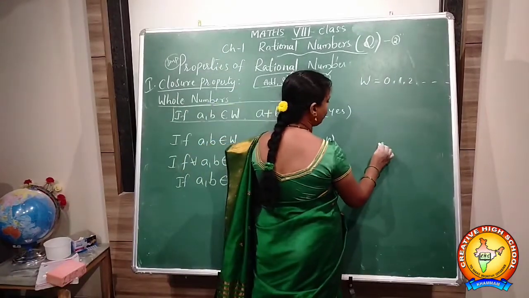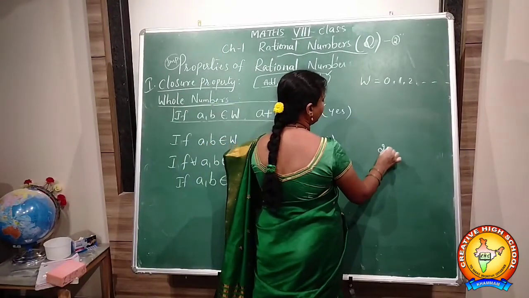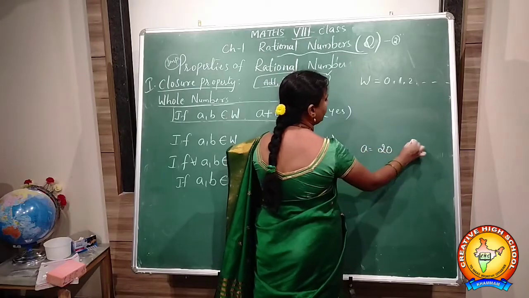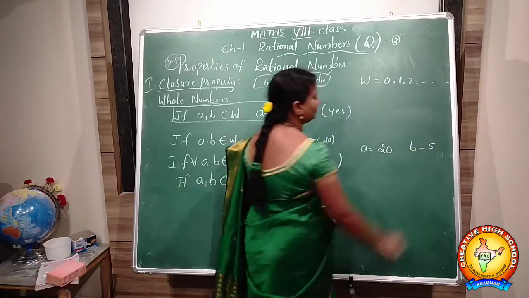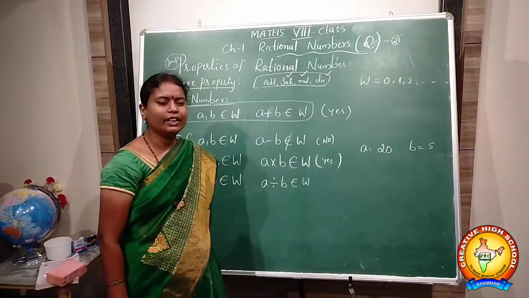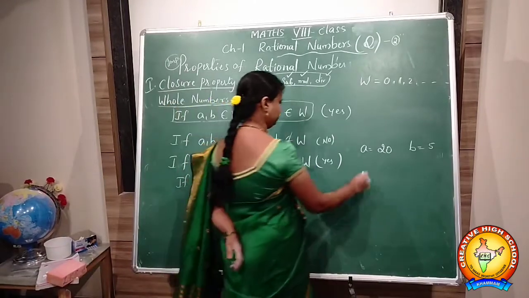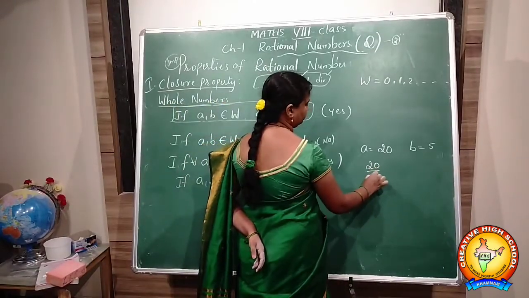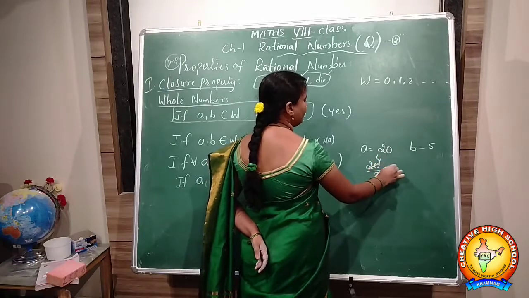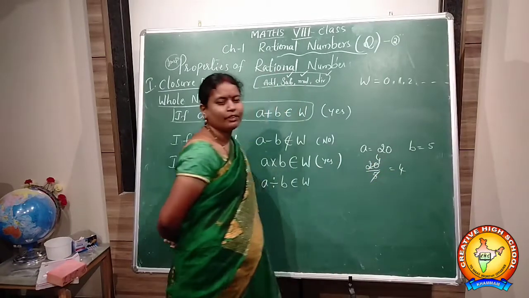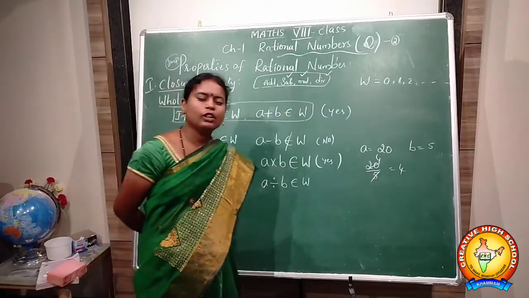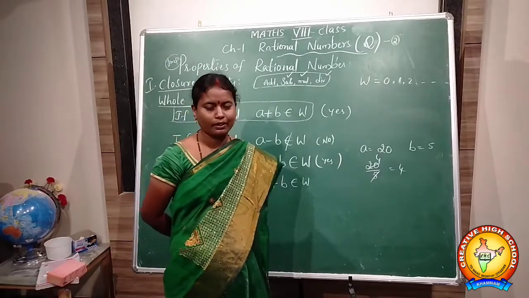See, in the place of A, I am taking 20. In the place of B, I am taking 5. When we divide 20 by 5, 5 ones are 5, 5 fours are 20. Yes, we are getting 4. Yes, 4 is a whole number.